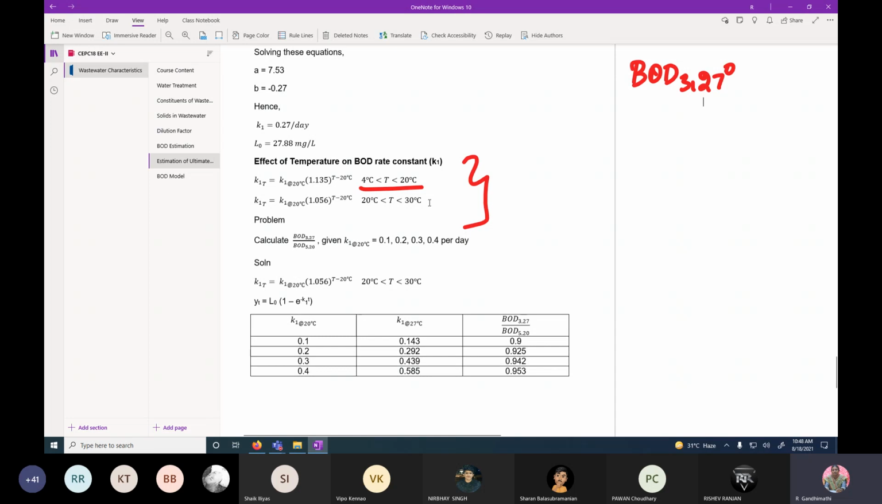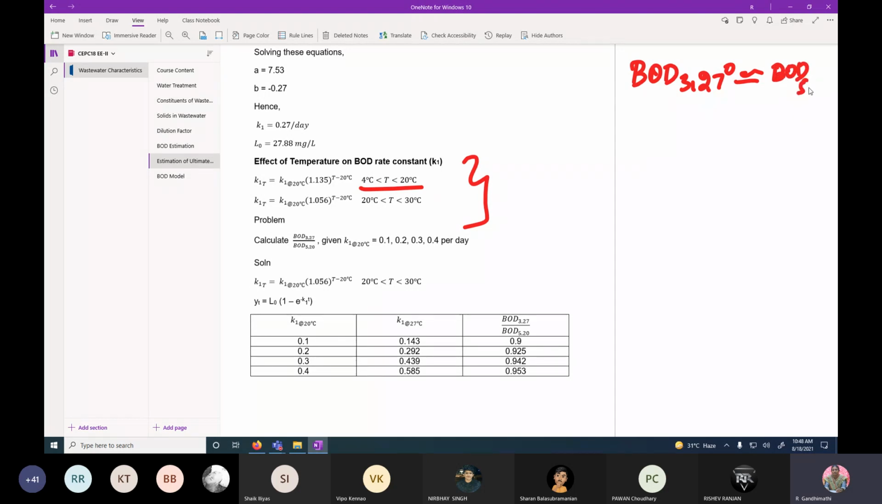Now the next concept: to estimate the BOD we have to wait for 5 days in the laboratory. It is a time-consuming process. Therefore they have proved the BOD 3,27. That means if you are doing the experiments in the lab at a temperature of 27 degrees Celsius for 3 days, it is comparable to that of BOD 5,20.